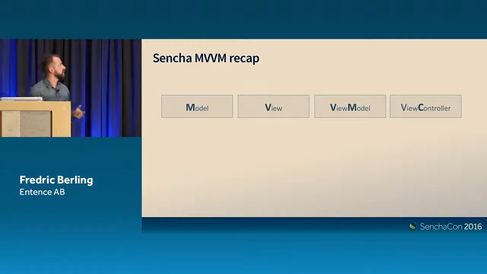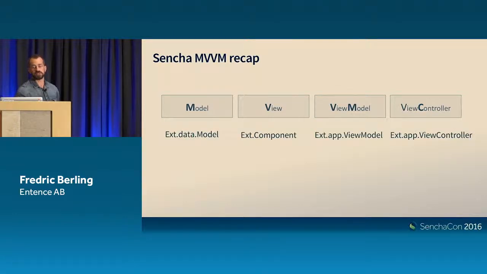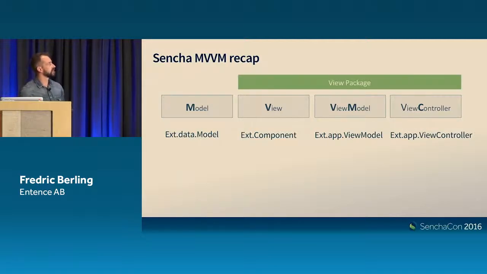Short recap of the MVVM. Model, view, view model, view controller are the classes that we are talking about in this session. When I say model, I mean Ext data model, the model without UI and anything. This is just behind the scenes. The view is anything deriving from the Ext component, mostly a panel or a container in our case. Then the view model and the view controller. Those three together are called the view package. If anyone is using the Sencha plugin, it's great: view package, and then you get those three classes. But then time to couple them together.